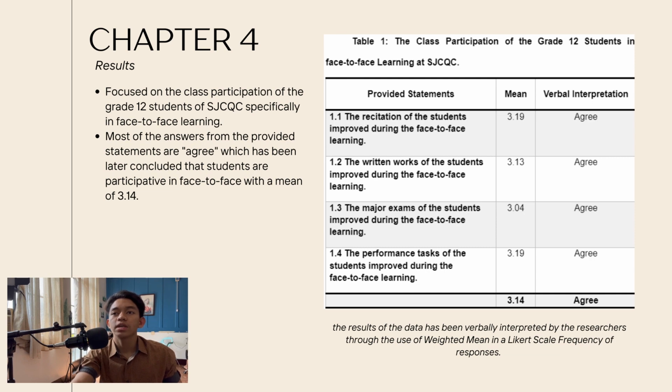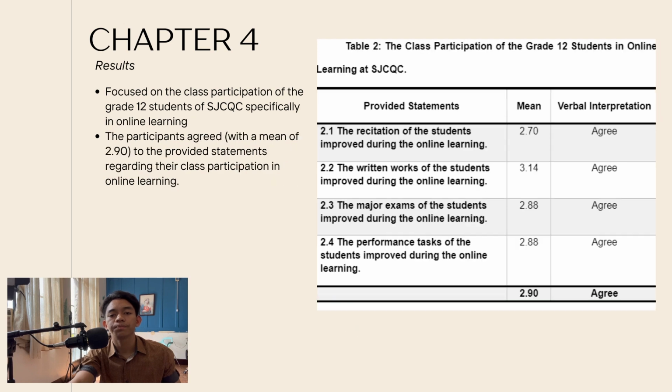Now, we will discuss the results of the data that has been verbally interpreted by the researchers through the use of weighted mean in a Likert scale frequency of responses. Table 1 focuses on the class participation of the grade 12 students of St. Joseph's College of Quezon City, specifically on face-to-face learning. Most of the answers from the provided statements are agree, which has been later concluded that students are participative in face-to-face with a mean of 3.14.